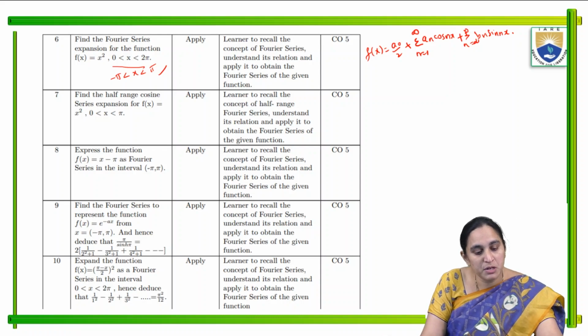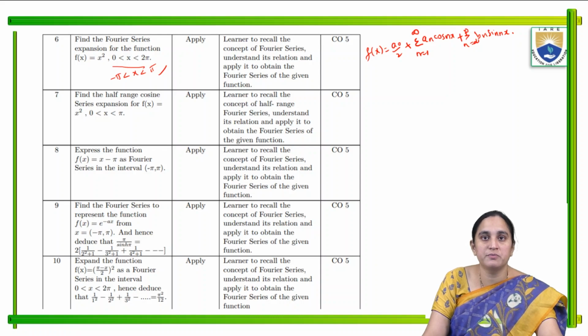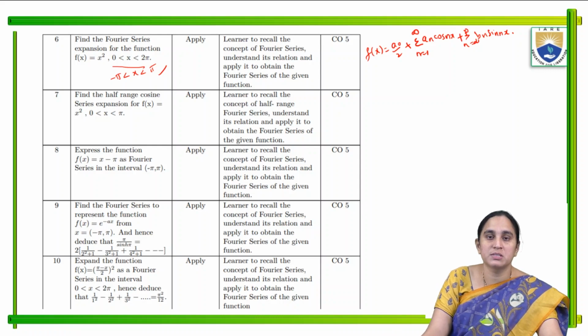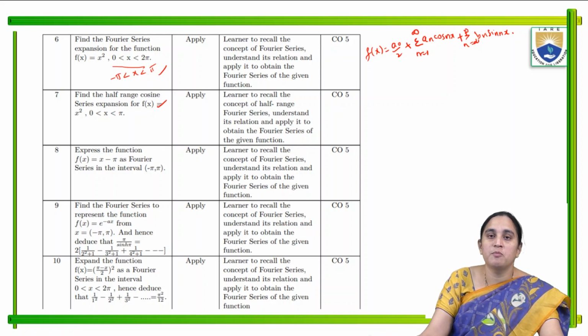Okay, and similarly, seventh question, find the half range cosine series expansion for f of x is equal to x square, 0 less than x less than pi. Half range cosine series. Okay, within this is directly given half range and the interval limit points also 0 to pi. So that f of x is equal to x square.